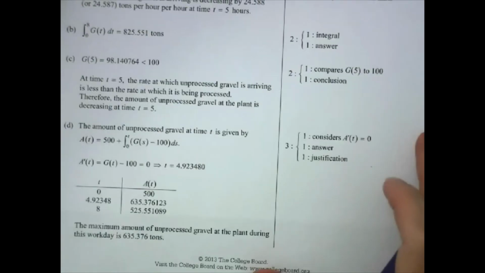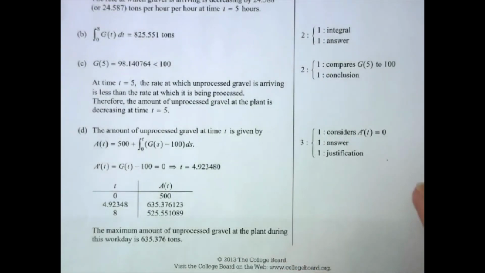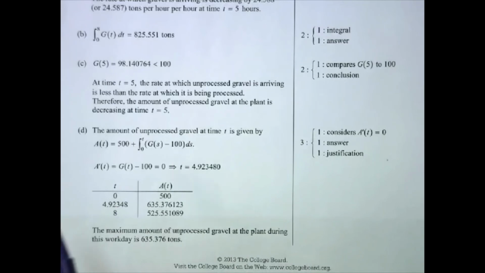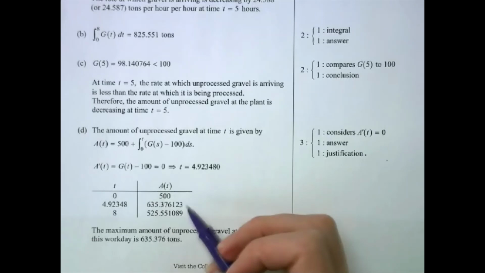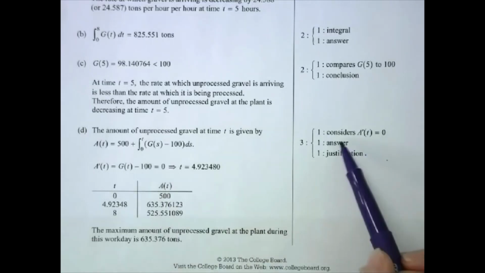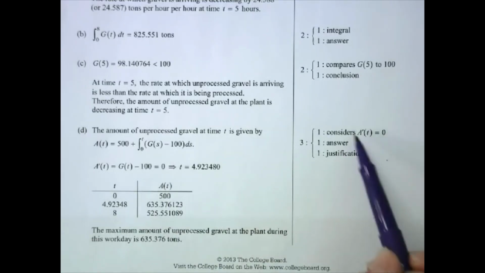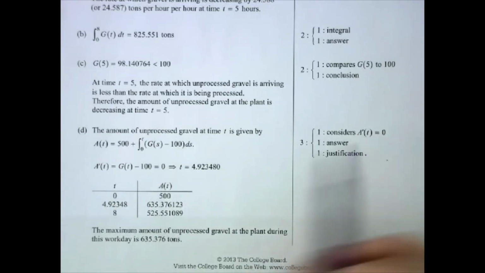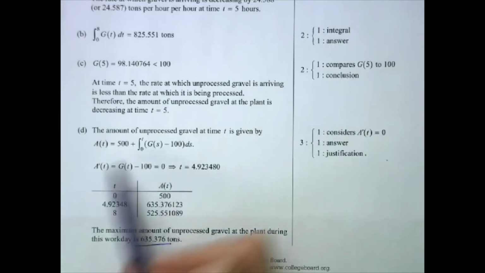The last part, the last one we did, was worth 3 points. Okay, and this is the chart I was referring to. You can put the 3 things in one chart. That's the justification part of it, is that you've checked your maximum endpoints and your critical points. Okay, the 3 points are considers a prime equals 0. So we did that. The answer, so if you said it's 635, you get a point, and the justification is the work shown. So that's how this problem would have been graded.